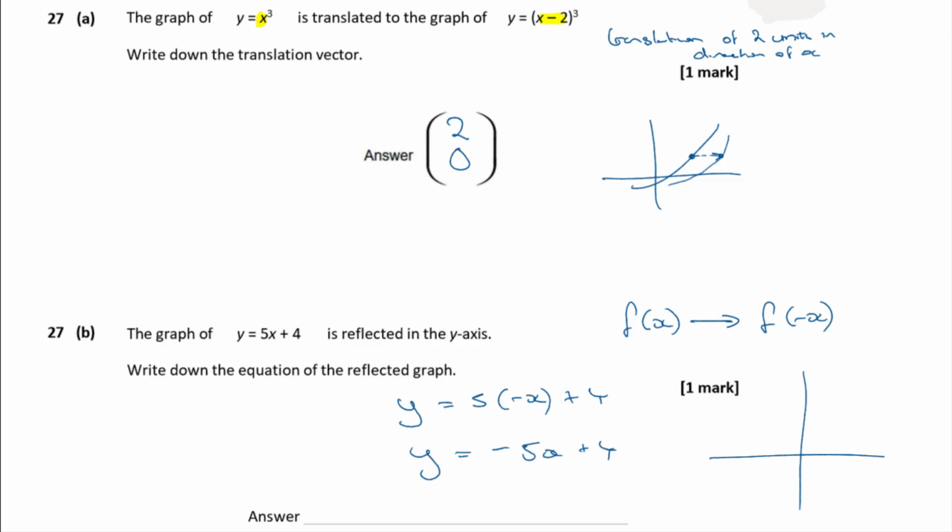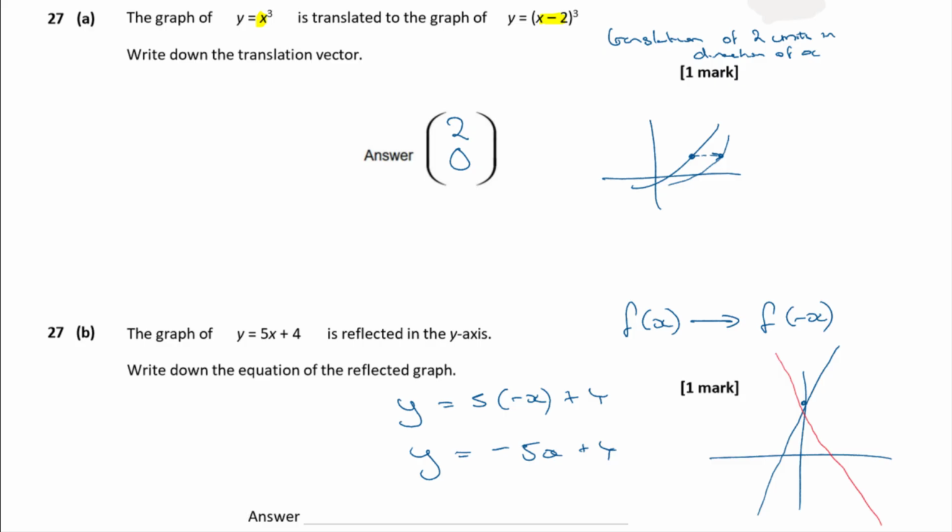That kind of makes sense, doesn't it? You imagine your graph. The graph of y equals 5x plus 4 is quite a steep graph going through 4 like that. And then if you do minus 5x plus 4, it's going to have the same y-intercept. It's going to be as steep, but in the opposite direction, sloping downwards rather than up. And you can see that does make the reflection in the y-axis. So y equals minus 5x plus 4.